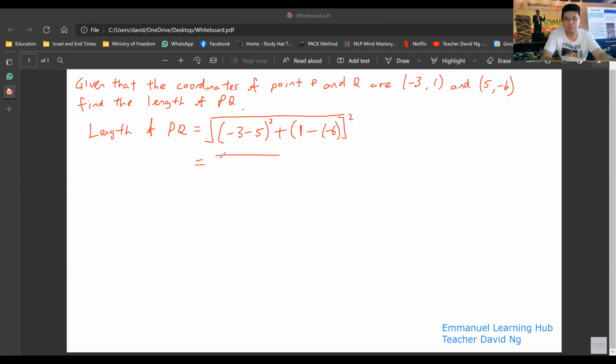Okay. Minus 3 minus 5 is minus 8. Minus 8 squared is 64. 1 minus minus 6 is 7. 7 squared is 49. So 64 plus 49, you ask your good friend calculator. Okay, 113. Square root of 113 is 10.63, or 10.6 to 3 significant figures. Clear? This one is very easy.